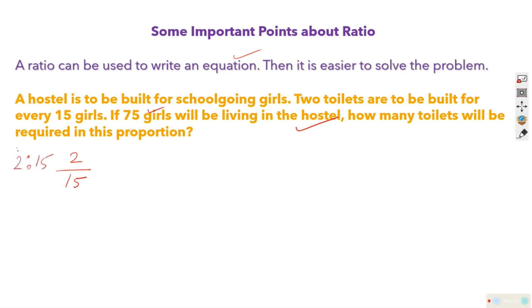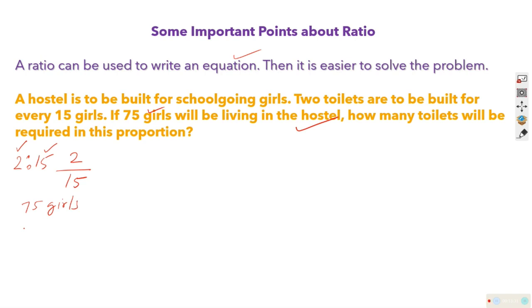2:15. 2 toilets per 15 girls. So this way of writing it in the proportion format or in the ratio format will help us to solve the situation. So the proportion is 2:15. The ratio is 2 upon 15. Now we know that there are 75 girls. So how many toilets are required? That's the question.